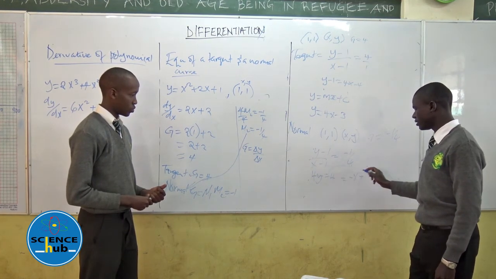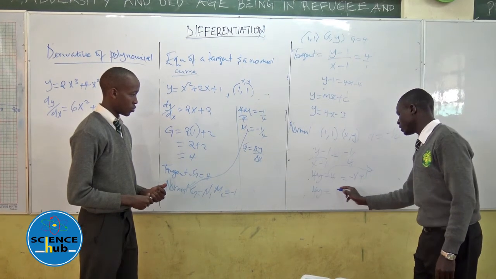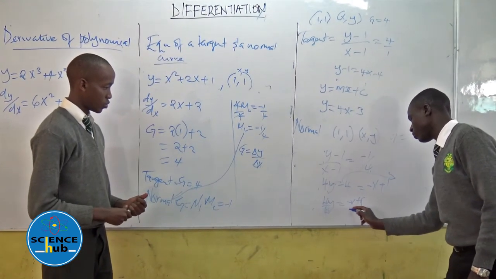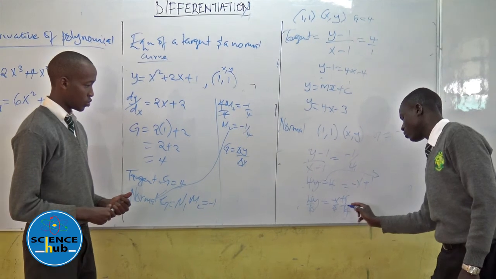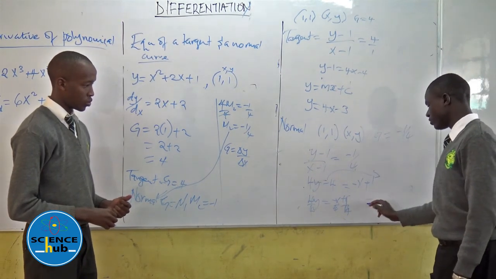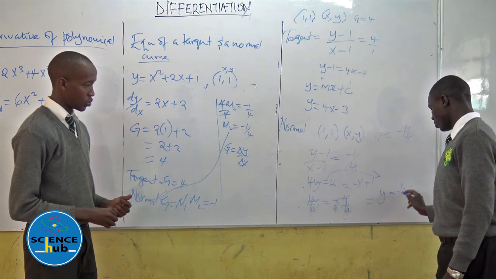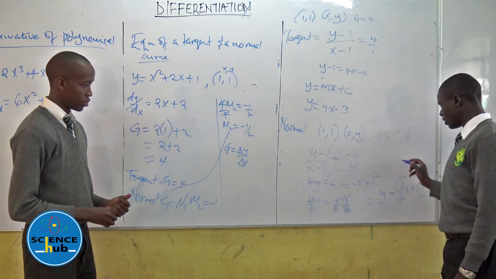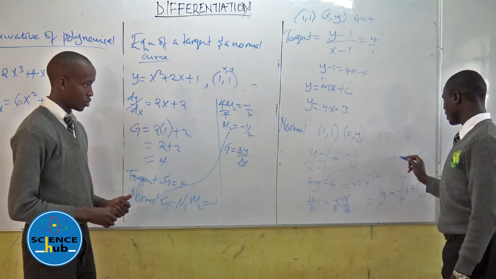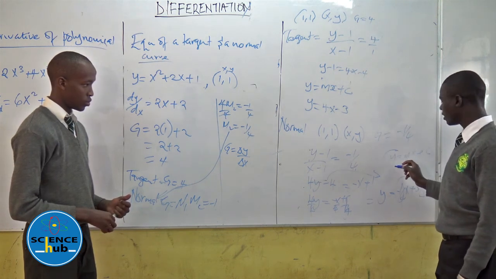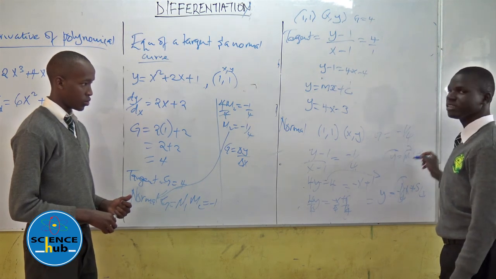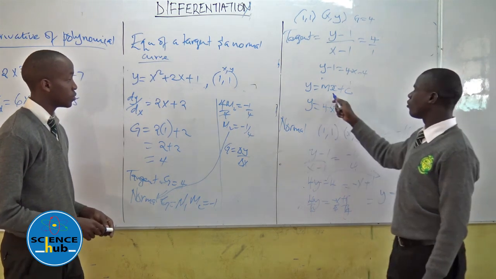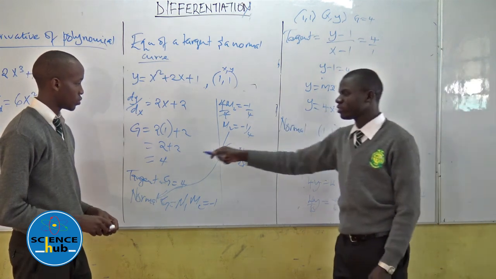Then you take this one to the other side. Remain with 4y is equals to negative x plus 5, over 4 over 4 over 4 to get it in the form of y equals mx plus c. So this one gives us y is equals to negative 1 over 4 x plus 5 over 4. This is the form y is equals to mx plus c. This one is our y, this m is our gradient and c is the y intercept. So the gradient is negative 1 over 4, which is here. And for also this one, the gradient was 4, which is this one.